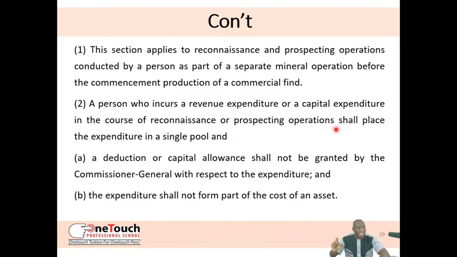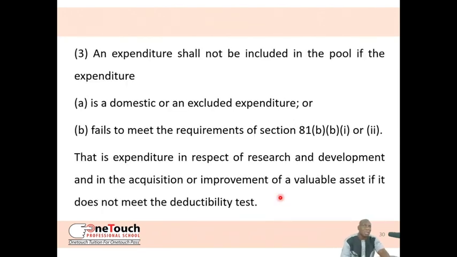But a deduction or capital allowance shall not be granted by the Commissioner General with respect to the expenditure. The expenditure shall also not form part of the cost of an asset. Now, an expenditure shall not be included in the pool. When it comes to the expenditure being put in the pool, an expenditure shall not be included in the pool if the expenditure is a domestic or excluded expenditure.